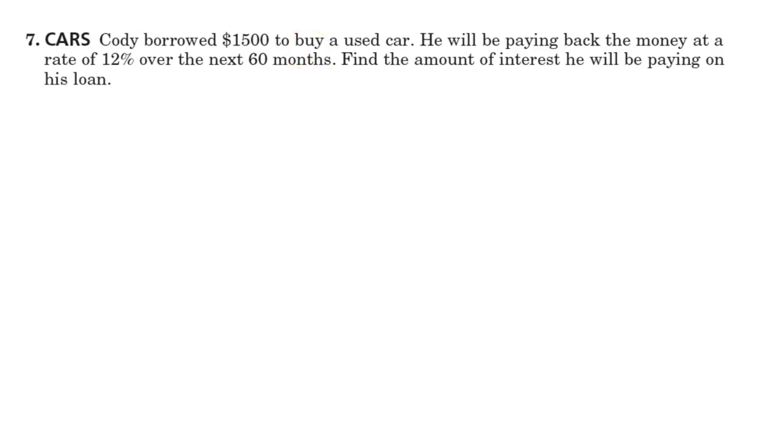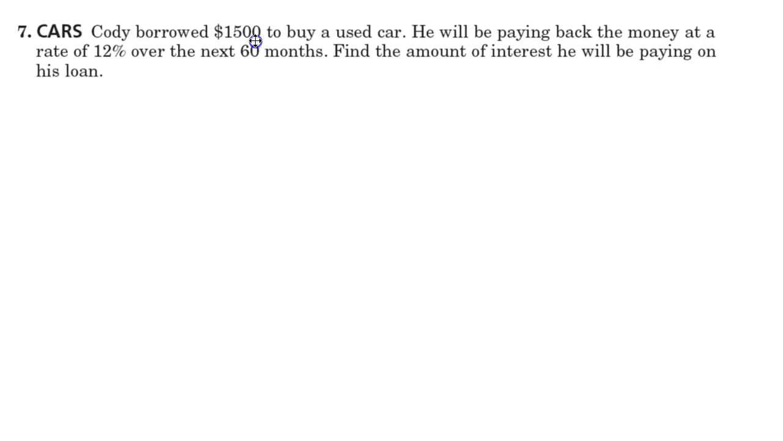Now our last example here, this is really kind of oversimplified, to be honest. When you have a car payment, it's actually more complicated than this, but this is the basic idea. So whenever you buy a car, you pay it off monthly, so it talks about length of car loan being months. So Cody borrowed $1,500 to buy a used car. He'll be paying back the money at a rate of 12% over the next 60 months. 12% is a pretty high interest rate to pay on your car. Hopefully you never have to pay that high. But I know on used cars and stuff, it can be sometimes a little different. Find the amount of interest he'll be paying on his loan.